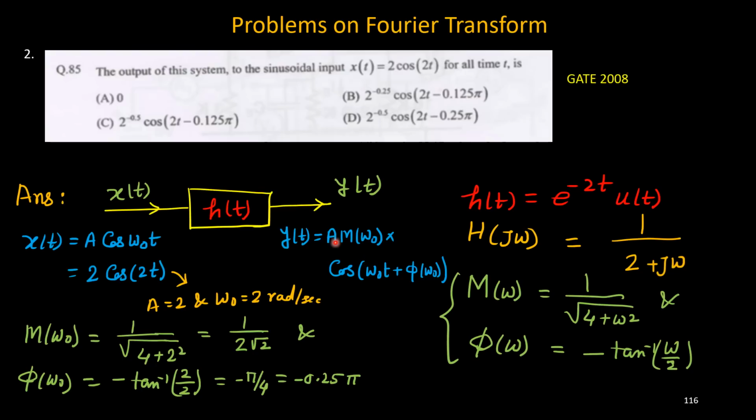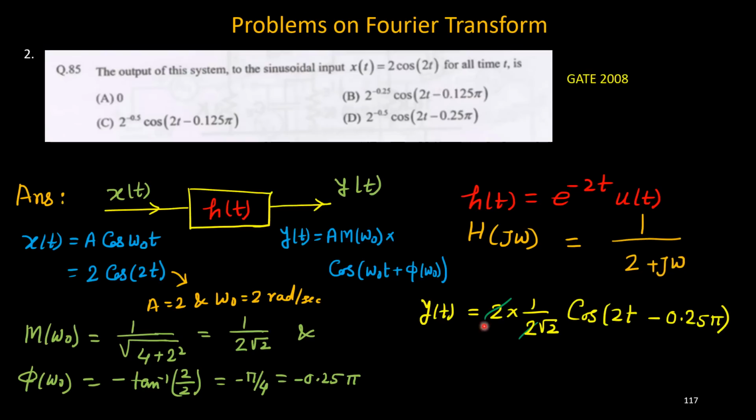If I combine these two, what will we get? A in this case is 2, so 2 into 1 upon 2 root 2, the 2 will cancel out. This is multiplied with the amplitude, and this phase is added to cos 2t. So it becomes 1 upon square root of 2 times cos(2t minus π by 4), right? So this one is the result. So this is nothing but answer D.